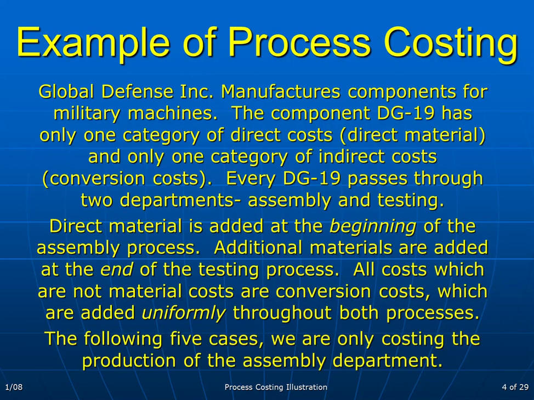Okay, now we're going to look at a comprehensive illustration of process costing. In this case, we have a defense manufacturer that makes components for military machines. It has one category of direct costs, direct materials, and one category of indirect costs, which are conversion costs. This is the norm in process costing. That is, we don't have a separate cost category for direct labor. Direct labor is combined with our indirect costs into a conversion cost category.